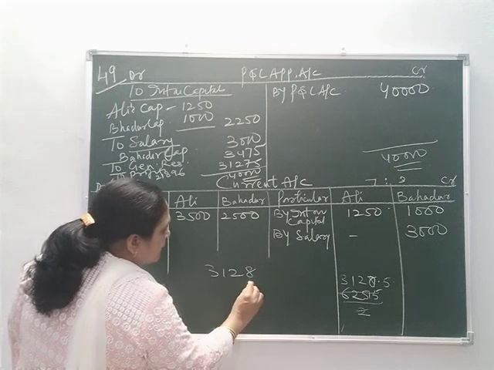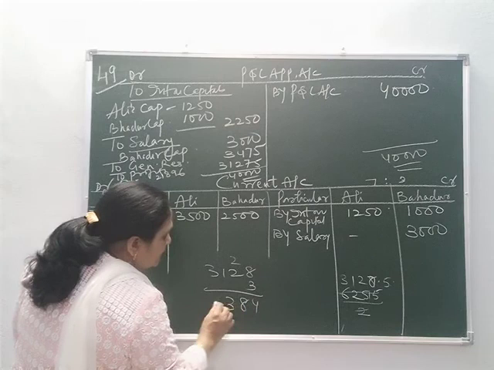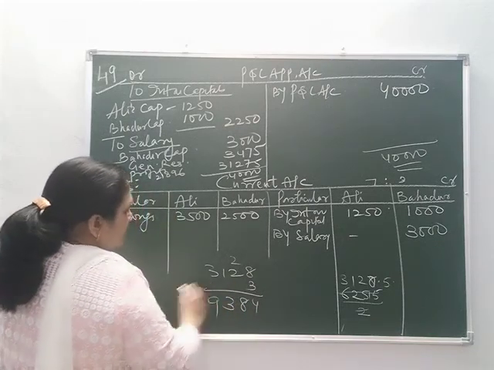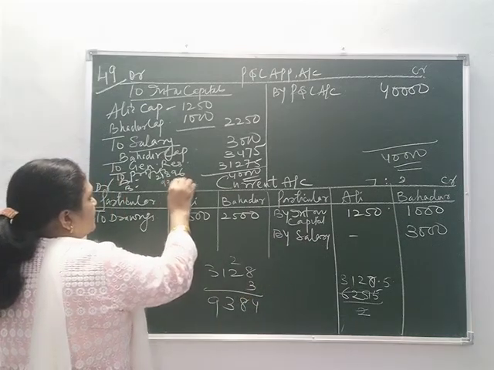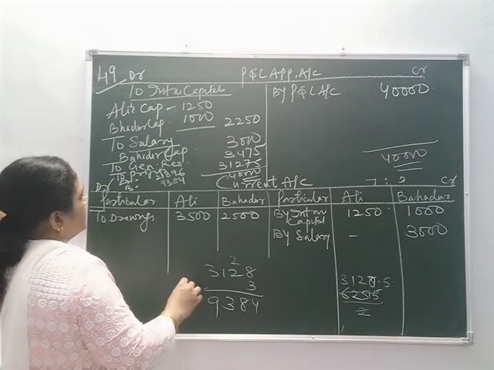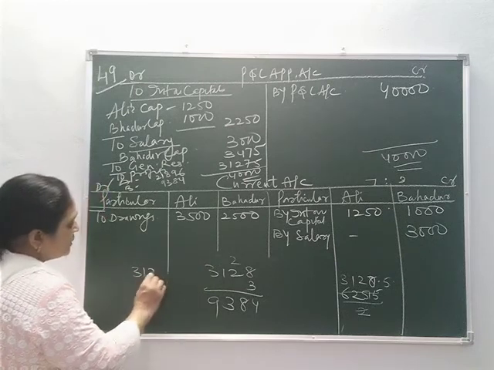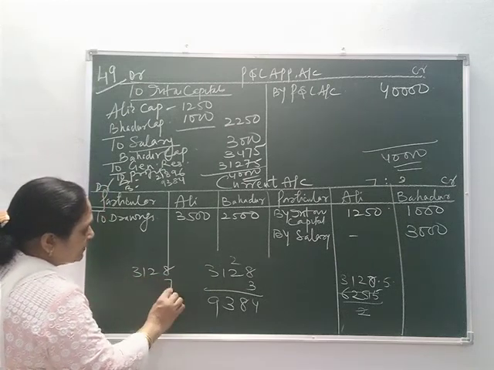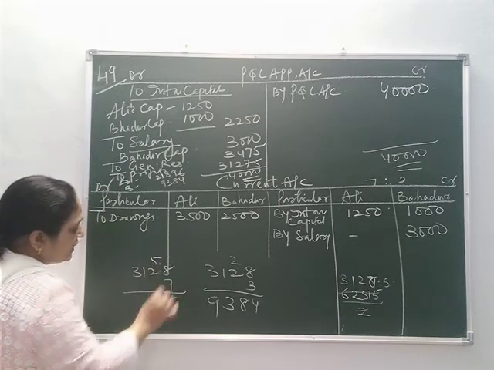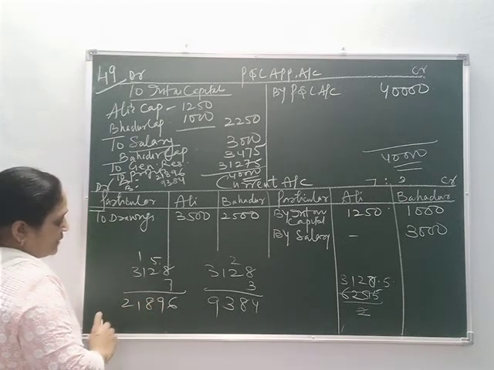3128, divide into 3. 3 8s are 24. 3 2s are 6. 3 1s are 3 and 3 3s are 9. This is 9384. Something is wrong in the calculation. This is 7. 7 8s are 56. 7 2s are 14. 56 and 14 are 70, 9 carry 1. 7 7s are 49 and 1, 50. 7 3s are 21. This is correct.